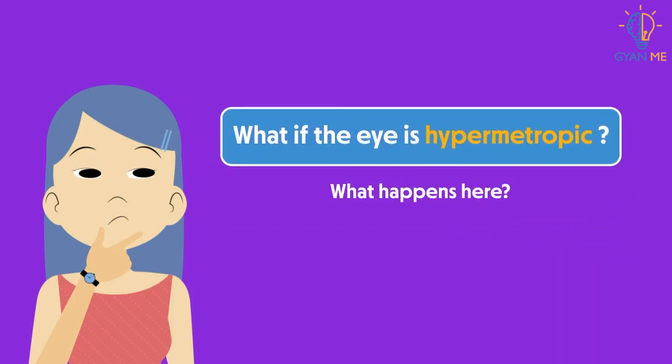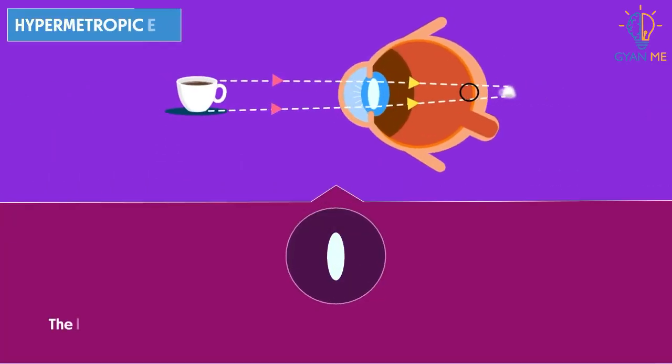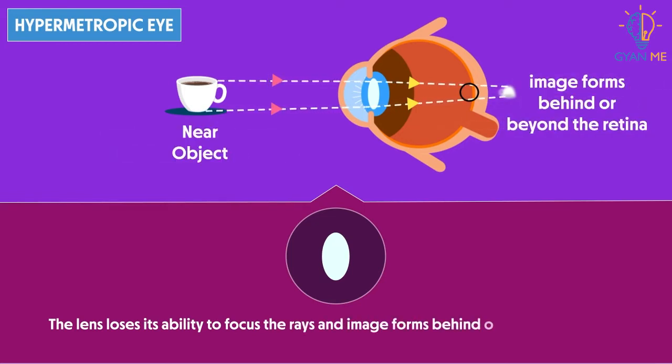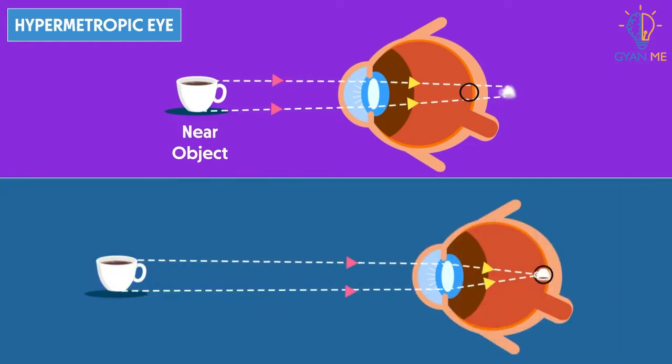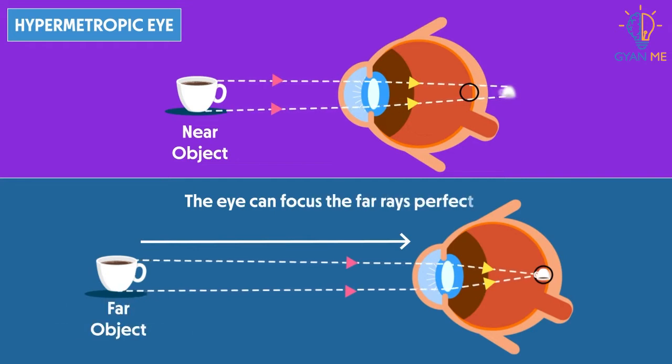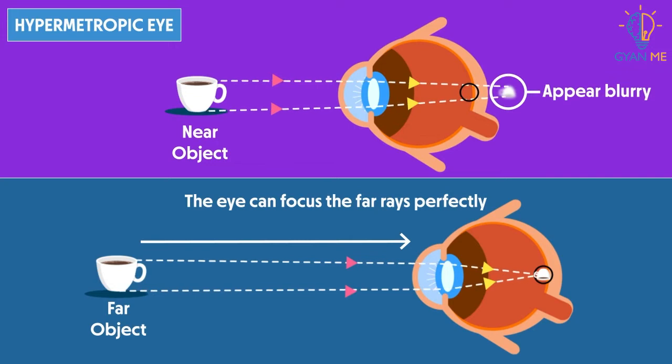What happens here? In such cases, the lens loses its ability to focus the rays from the nearby objects, and thus the image forms behind or beyond the retina. A person with this defect can see distant objects clearly, since the eye can focus the far rays perfectly, while objects placed nearby appear blurry.